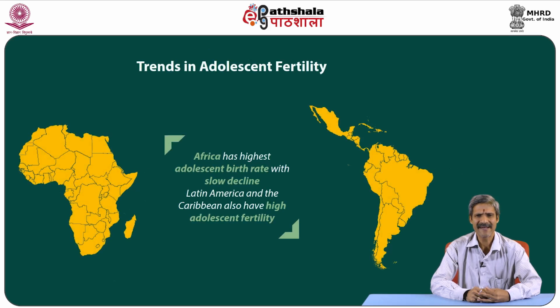Let us look at the trends in adolescent fertility. The trends in adolescent fertility indicate a downward trend across the regions. Of course, one can notice sharp differences in levels as well as trends of adolescent fertility. Africa recorded the highest adolescent birth rate with slow decline in the adolescent fertility. Latin America and the Caribbean also recorded higher levels of adolescent fertility.